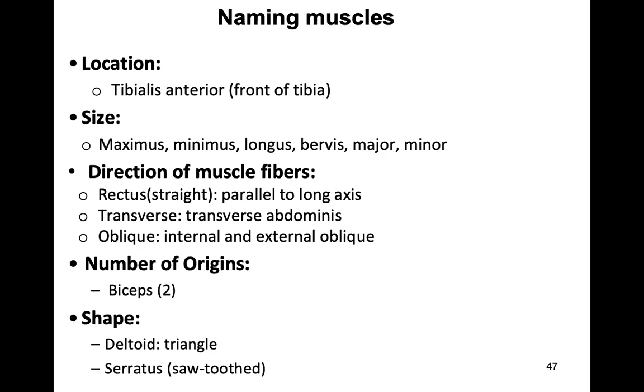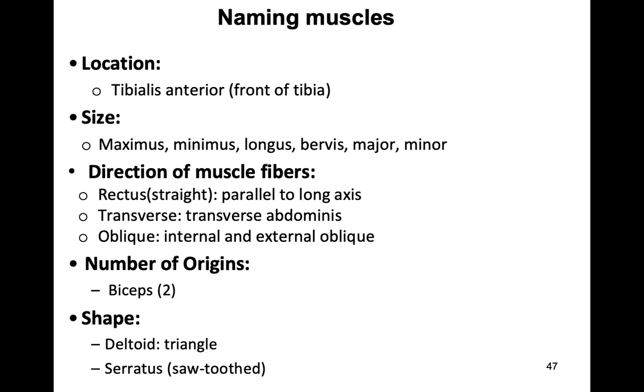Now, how do I name a muscle? There are actually different characteristics you can use to name a muscle. For instance, you can use its location. When a muscle name is tibialis anterior, it basically means that this muscle is located in front of the tibia.